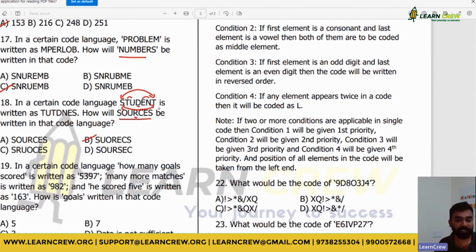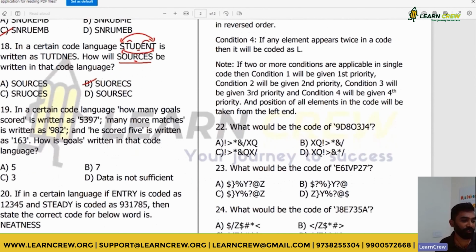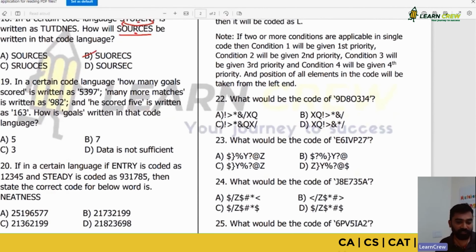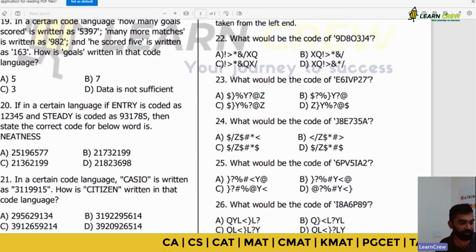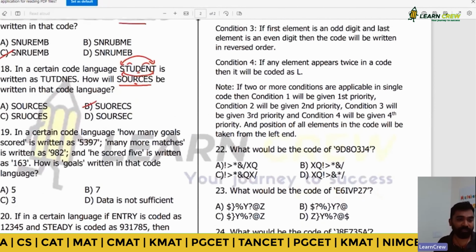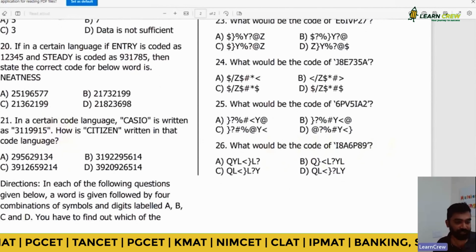Okay, 19th. It is similar to this. You can do it. And 20 is also easy. 21 is also easy.